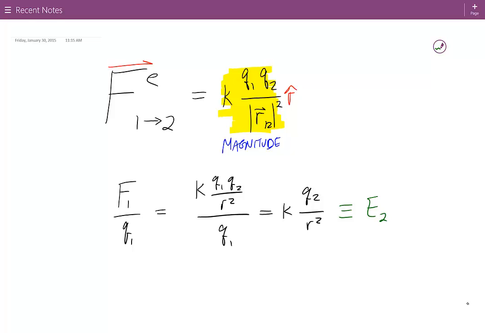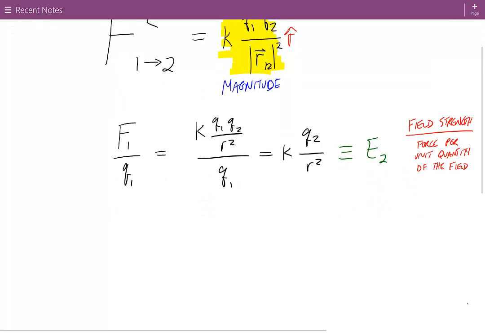Now, a field strength is always the force per unit quantity that interacts in the field. That is an oversimplified way to put it, but sufficient for our purposes.